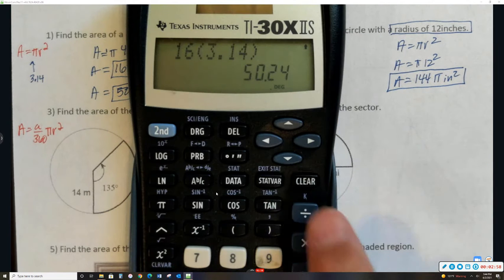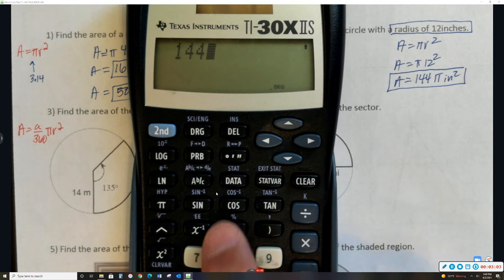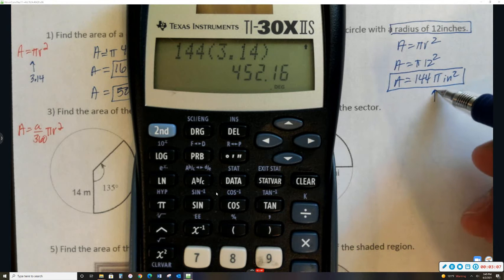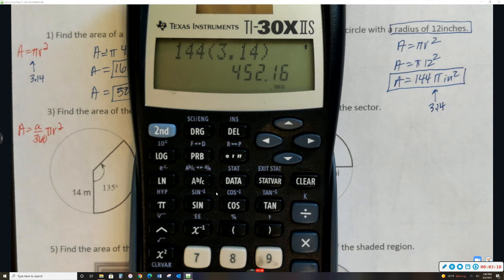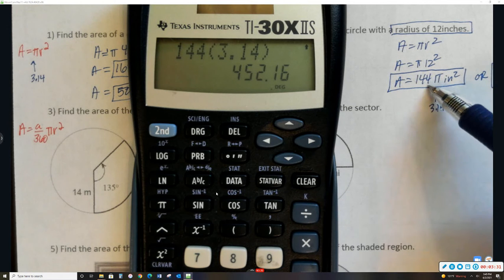If you have decimal choices for A, B, C, D, take the 144 and then multiply it by 3.14. Because remember, this is just 3.14. So then the other possible answer is 452.2. That would be inches squared. Okay, and that's how you find the approximation, is you just take pi and replace it by 3.14 and then multiply it to the number.